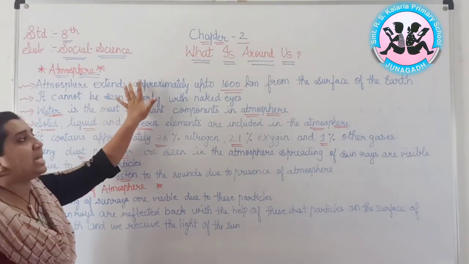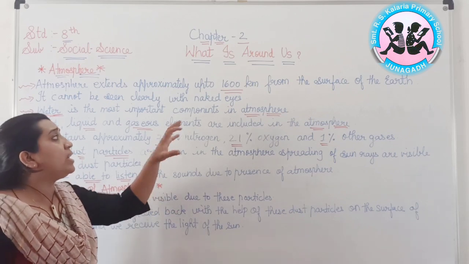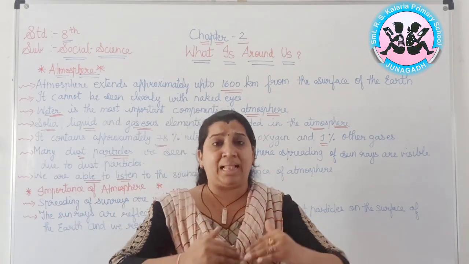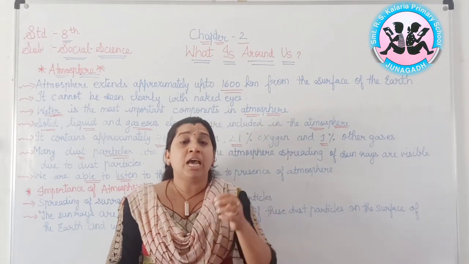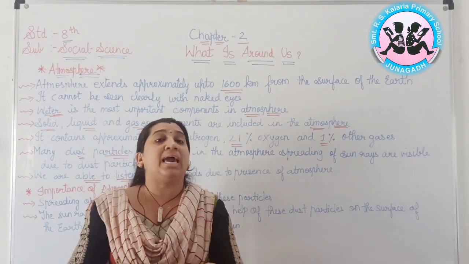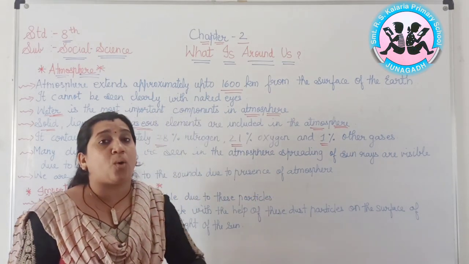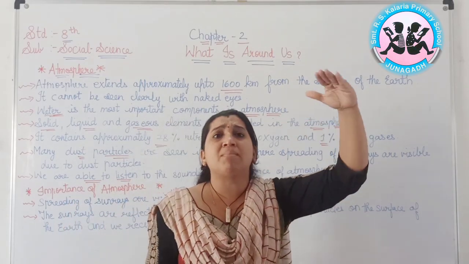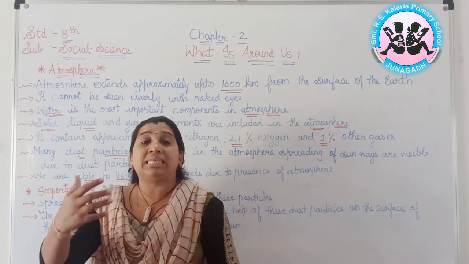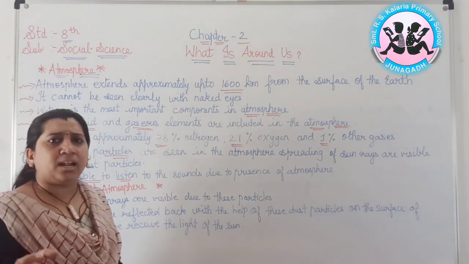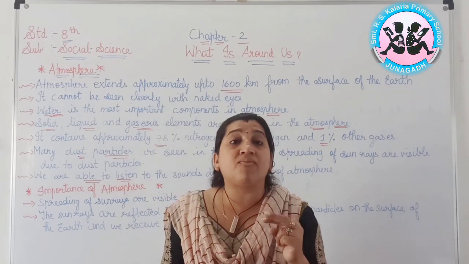Now the atmosphere extends approximately up to 1600 km from the surface of the earth. It is seen that when we go towards high hills, the mountainous area, we feel suffocation and tiredness. The reason is that oxygen is a heavy gas which always remains near the lower surface of the earth, and because of that, when we move towards the mountainous area, we are not able to get oxygen, and we feel tired and suffocated. Now, the lithosphere, that is the land, and the hydrosphere we can see, but the atmosphere we can't see.